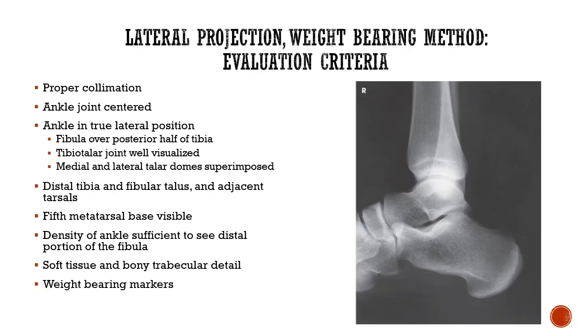In this particular evaluation criteria, we want to make sure the ankle is in a true lateral projection in which the fibula is over the posterior half of the tibia. We want the tibiotalar joint well visualized, and the medial and lateral talar domes should be superimposed. The images should be very similar to the lateral projections, except this is weight bearing, so we're looking for joint space narrowing.